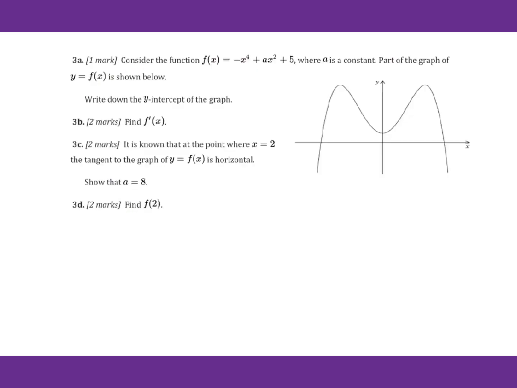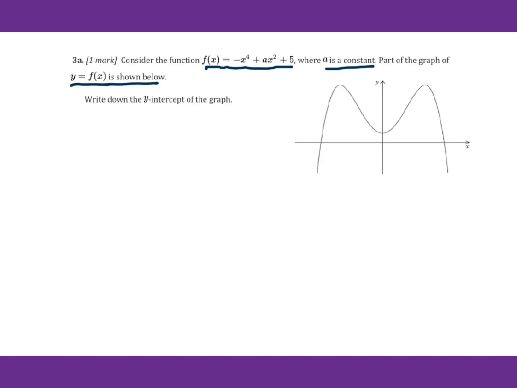Let's go to 3a. Consider the function negative x to the fourth power plus ax squared plus 5, where a is a constant. Part of the graph of y equals f of x is shown below. Write down the y-intercept of the graph. Y-intercept means f of 0 equals negative 0 to the fourth power plus a times 0 squared plus 5. You will get 5. So for the y-intercept, this point, it will be 5.